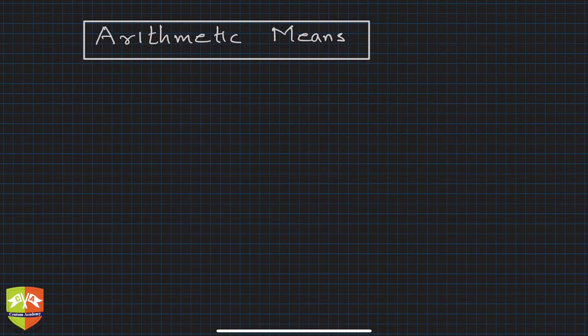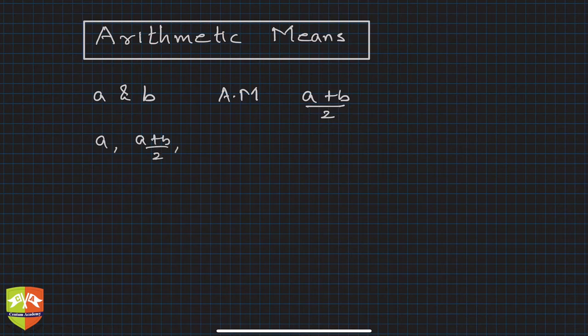So what is arithmetic mean? In common parlance, the arithmetic mean of any two given numbers A and B. Let's say we have A and B, so AM, the arithmetic mean of A and B, is given by (A plus B) by 2. Okay, arithmetic mean. And why is that? Because A, (A plus B) by 2, and B are always in AP. You can check, right?